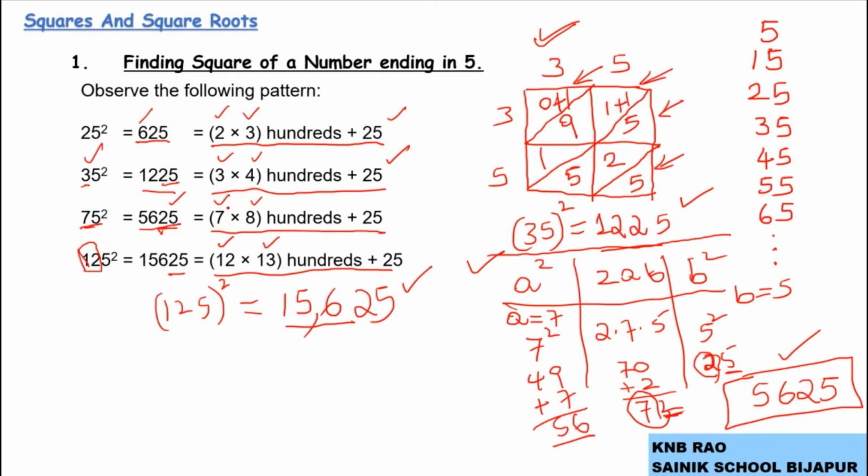So now you got a trick in your hand. What is the trick? Square of any number ending in 5 will definitely end with 25, and the remaining digits can be found by finding the product of the rest of the digits in the given number apart from 5 and their successor. Okay, this is the trick.